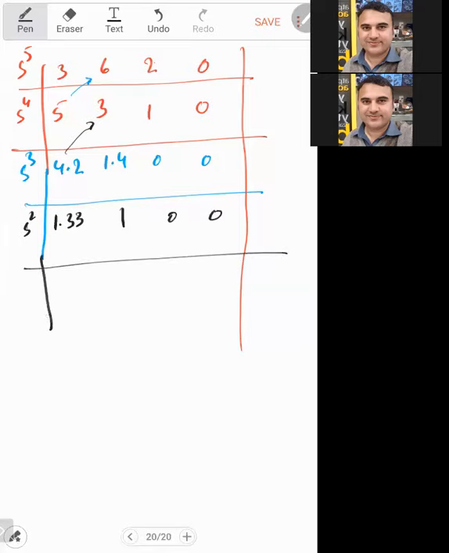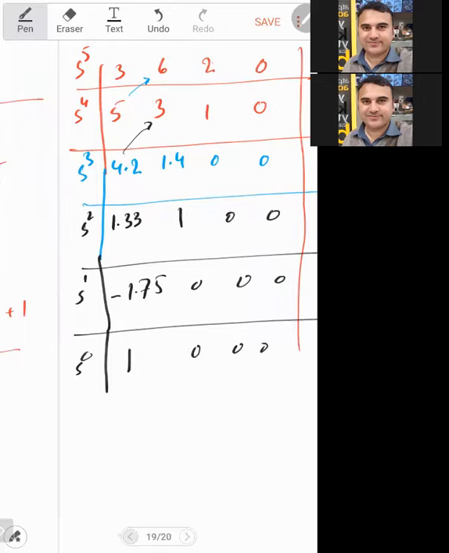If you continue in the same order, you will get 1, and this will be equal to minus 1.750, and then we have 0. And similarly, finally, we will get 0. This will be equal to 1, 0, 0, 0.